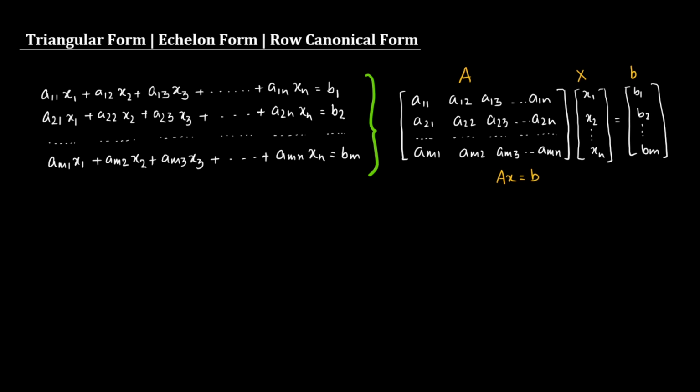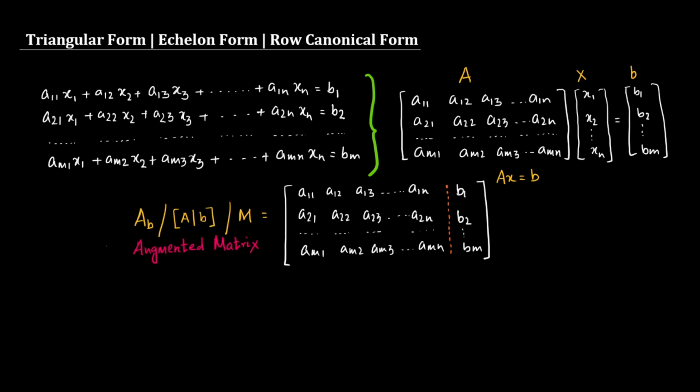It is obvious that applying elementary operations on the system of equations on the left side is equivalent to applying elementary row operations on the augmented matrix, the m by n plus 1 ordered matrix, which is obtained by augmenting the column b to the coefficient matrix A. This matrix is denoted by this symbol, A suffix B, or A augmented with b, or this M. And this is known as the augmented matrix.